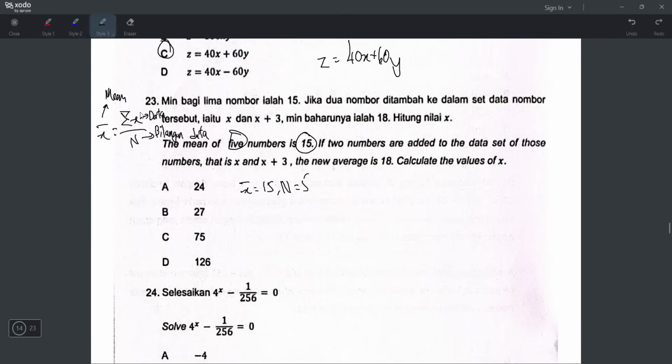So it means we can find out the sum of data. Because the mean is 15, I can substitute here and find the sum of data already. The n is 5, right? So how to find the sum of data? Just press 15 times 5, right? But let's not find it first. Let's see what they want.